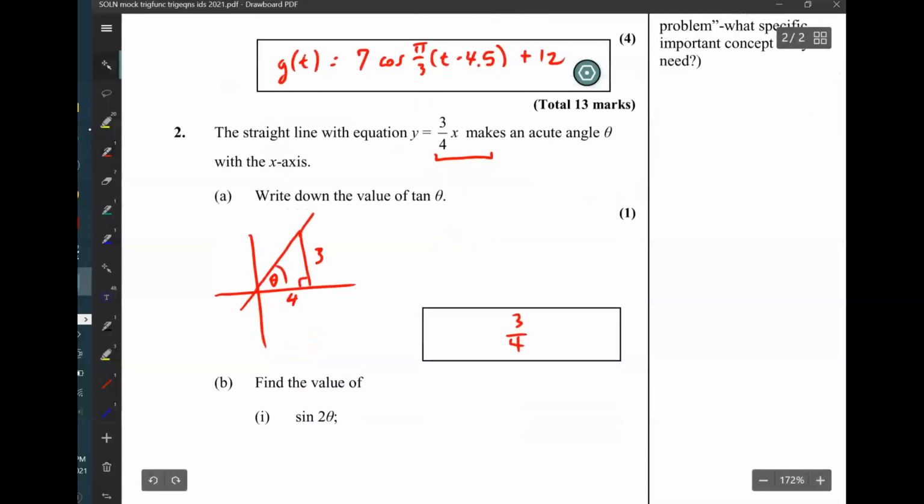Then it says to find the value of sine 2 theta. Okay, now this is also non-calculator, so how are we supposed to even find the value of sine 2 theta if we don't even know what theta is? Well, remember, this is the Trig Identities unit.